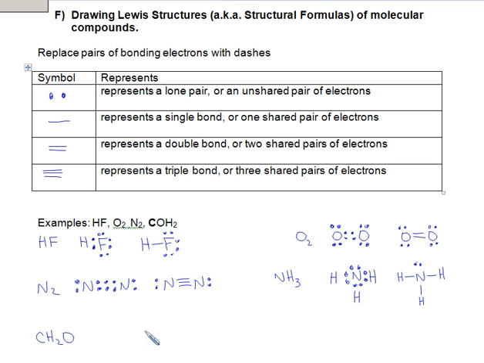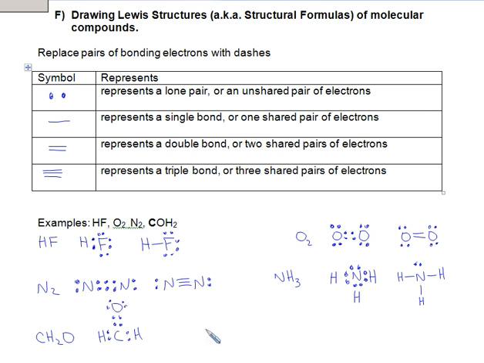Now let's take a look at formaldehyde. Remember, this one was actually kind of a mess in terms of trying to keep track of what was going on with all the various dots. So we had a drawing on the previous page that looked like this. The more complicated your molecule is, the harder it is to keep track of everything if you're just using dots.